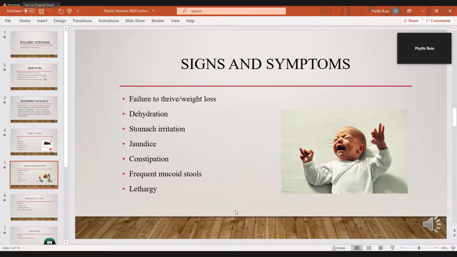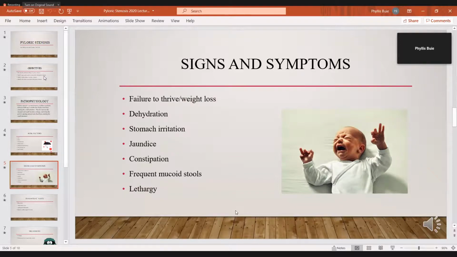They're going to have stomach irritation from it, so it's going to be kind of like a gastritis going on in their stomach as well. They're going to be hungry because every time they eat, they vomit, so they're not getting any nutrients, and we know how cranky a hungry baby can be.